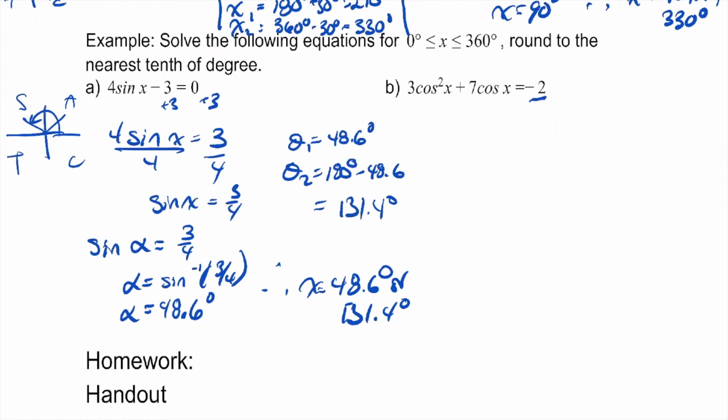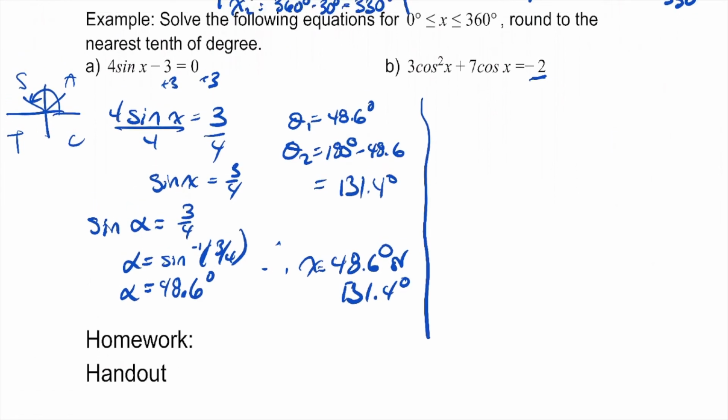Again, here our equation is not equal to 0. So in order to factor, in order to solve any quadratic, we need one side equal to 0. So I'm going to add 2 to both sides. Doing this on the side, we're going to get 3 cos squared x plus 7 cos of x plus 2 is equal to 0.